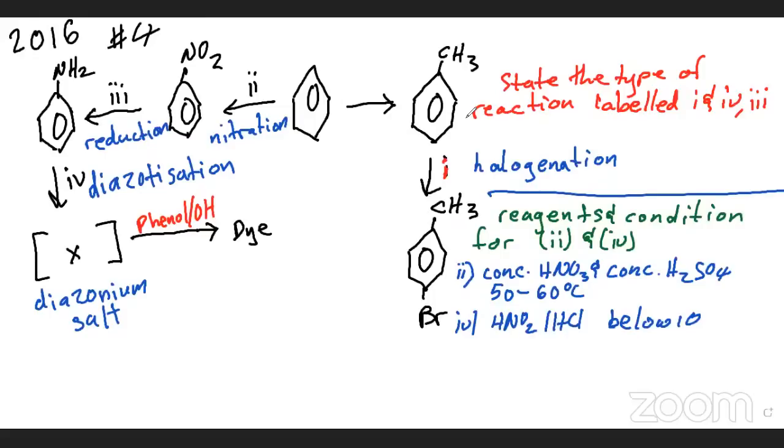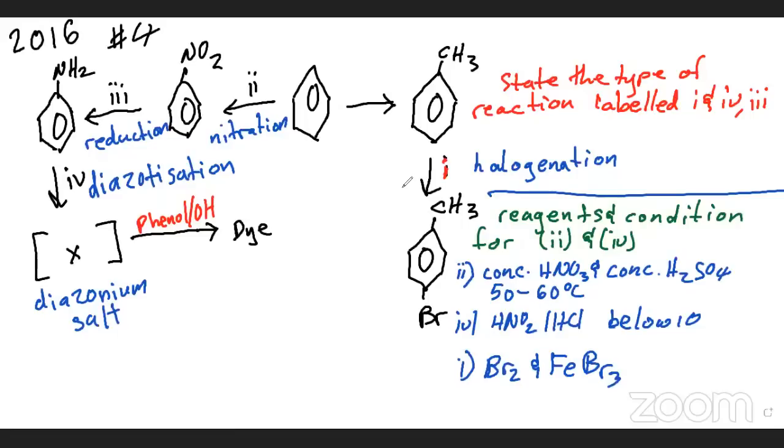What would have been the reagent for number 1? From methyl benzene to 4-bromo methyl benzene, it would have been bromine and FeBr3. This was not a part of the question, but it could have been.